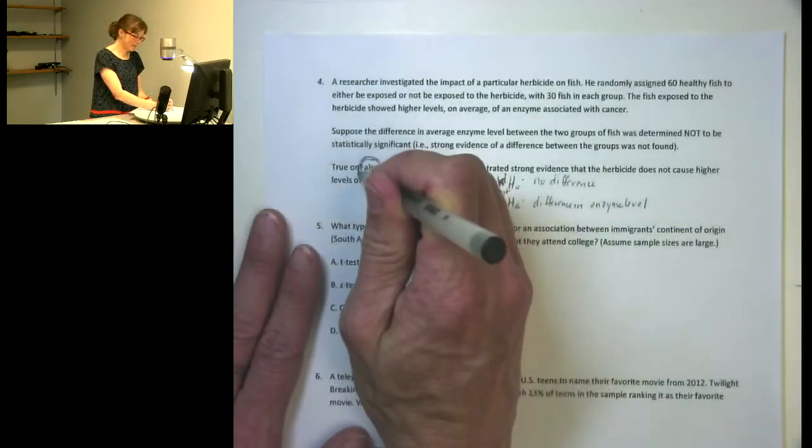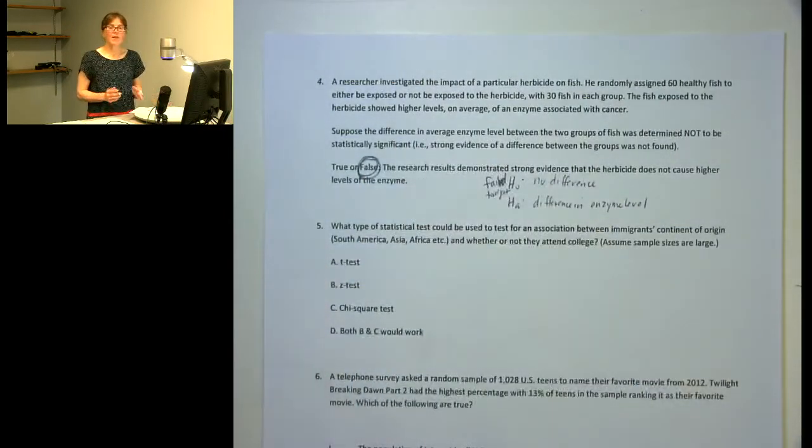So this is a false statement. All we can say is that we haven't shown strong evidence that the herbicide does raise the enzyme level. We haven't shown that it doesn't change it.